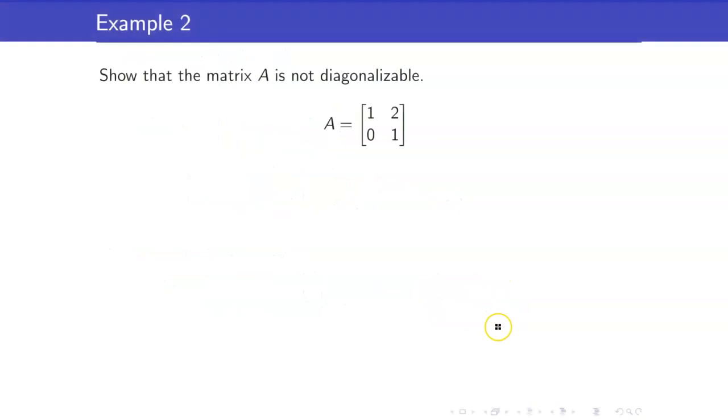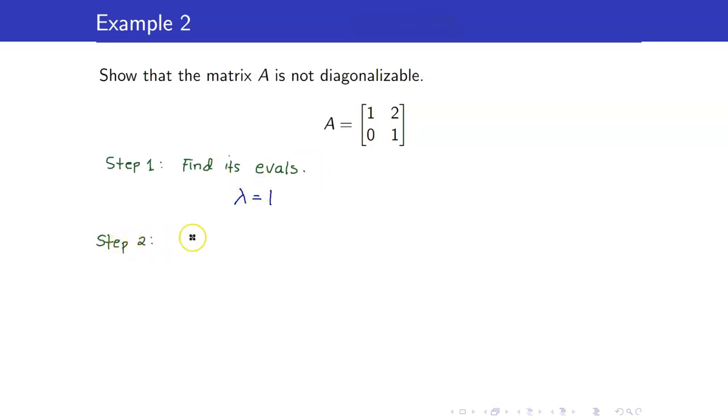Now, not all matrices are diagonalizable. For example, let us consider this matrix A here. This is not diagonalizable. Why is that? First, let us get its eigenvalues. A here is just a triangular matrix, so therefore its only eigenvalue is 1.